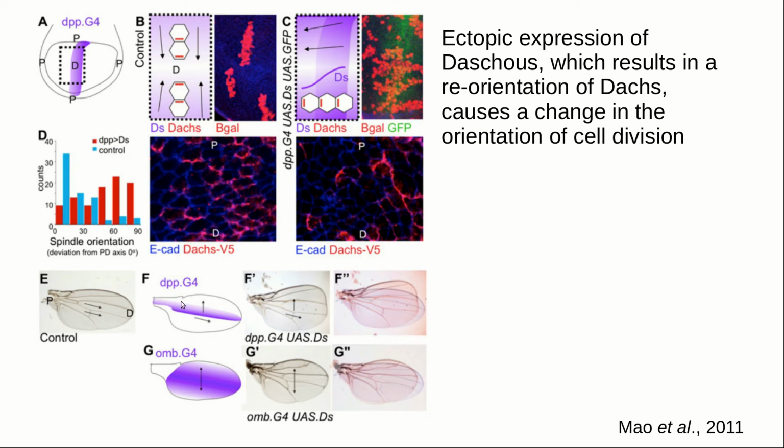And well, this results in the adult in a change in the shape of the wing. These wings that have an opposite gradient of Dachsous grow less in the proximo-distal axis, but they grow more in the anterior-posterior axis.